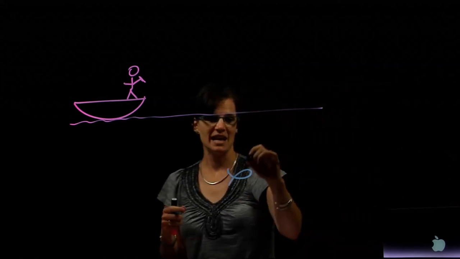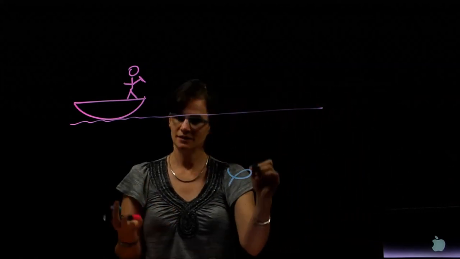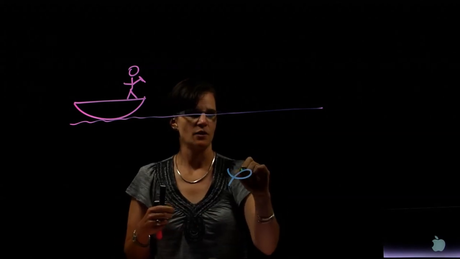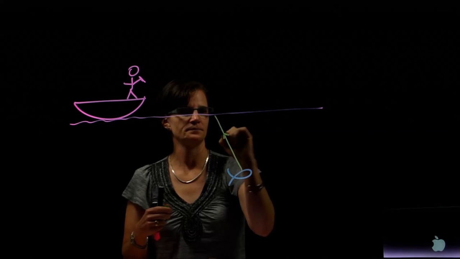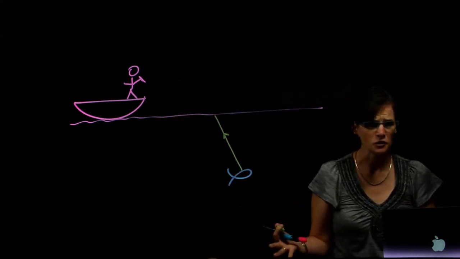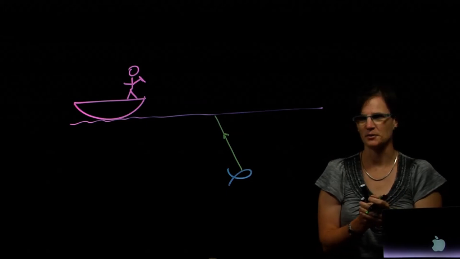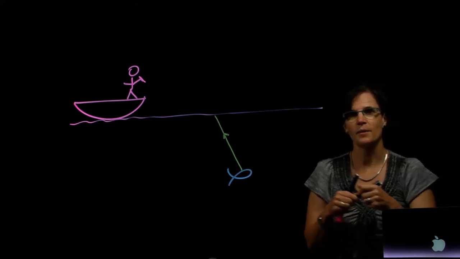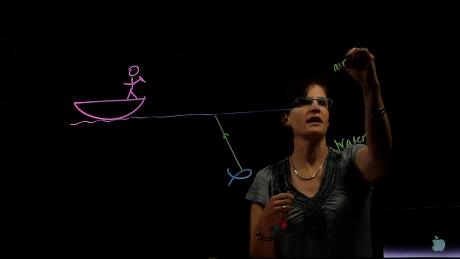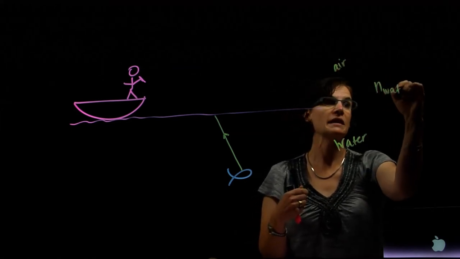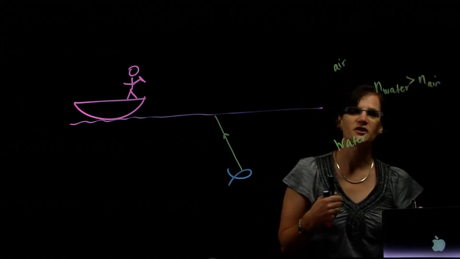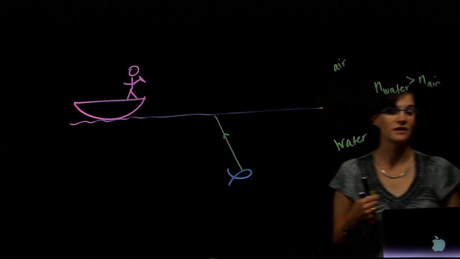So let's say that we have a light ray coming from the fish that comes out in this direction. Okay, so light ray comes from the fish in this direction. We've got light ray going in all sorts of directions, but it comes from the fish in that direction. Now, we're going from water, that medium, to air. And we know that the index of refraction of water is greater than the index of refraction of air. So the N of water is greater than the N of air.